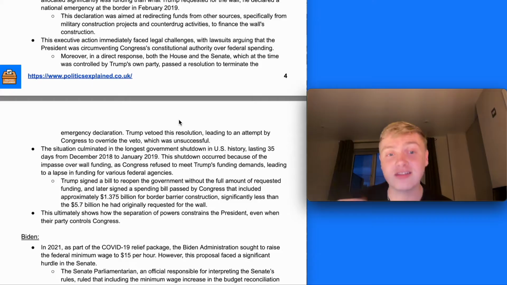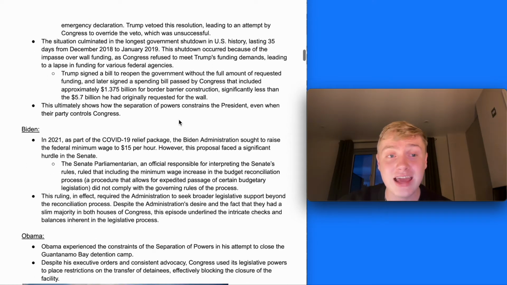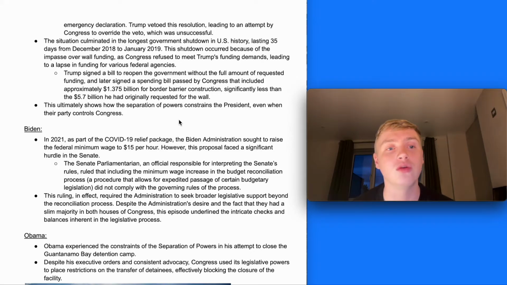This culminated in the longest government shutdown in US history, lasting 35 days because they couldn't agree on the budget in relation to the border wall, from December 2018 to January 2019. And this occurred because of the impasse over wall funding, as Congress refused to meet Trump's funding demands. Trump signed a bill to reopen the government without the full amount of requested funding, and later signed a spending bill passed by Congress that included approximately $1.375 billion for border barrier construction, significantly less than the $5.7 billion he'd originally requested for the wall. This shows how the separation of powers constrains the president even when their party controls Congress.